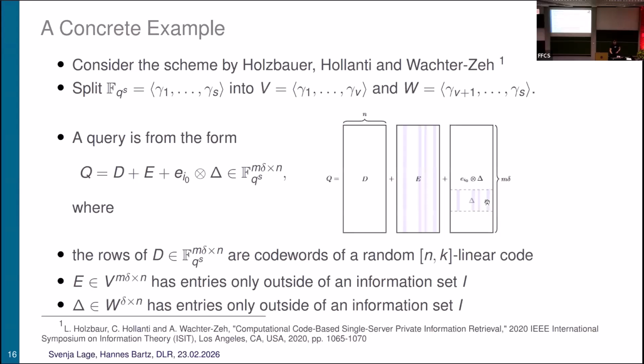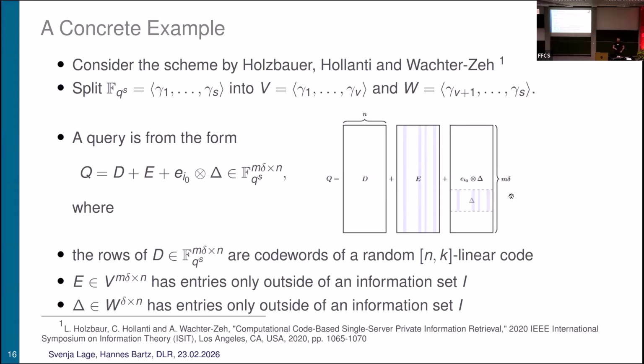So let me jump back. What we know is that this first part here, this D plus E matrix, has rather low rank. If I consider only this part, it has rather low rank. However, the rank is increased since I add this delta dependent part where my index is encoded. So this increases the overall rank.